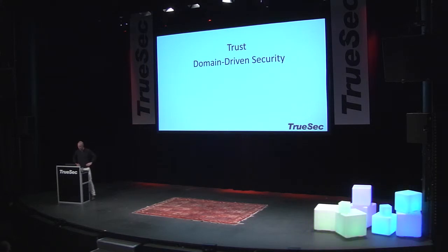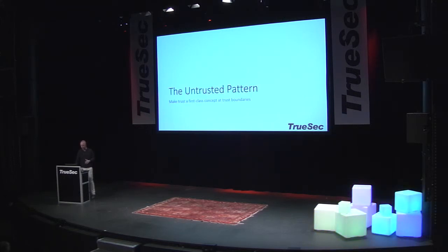All right, so we talked about trust, domain-driven security, and let's talk about another pattern now that focuses on the trust boundary. It's called the Untrusted pattern, where you try to make trust a first-class concept at trust boundaries. Domain-driven security is great, you should all use it, but maybe your project isn't ready for it. Maybe you don't even have a domain model. Maybe it can be a major surgery, converting all your objects, putting validation in there, and you have to do it step by step.